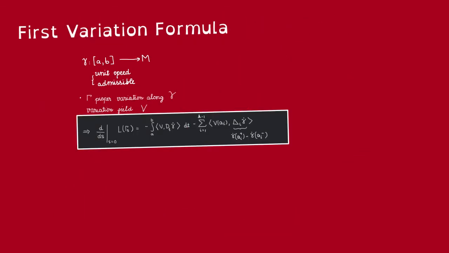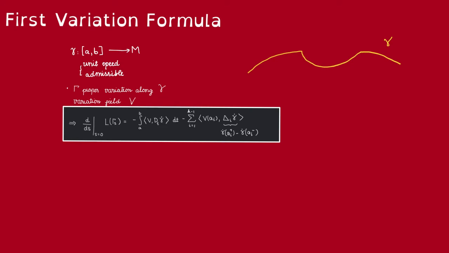Now we're ready to prove the first variation formula, which will show that length minimizing curves must be geodesics. So let's first explain the setup. The setup is we have some curve, gamma, that is admissible, so it is piecewise regular. Let gamma be such a curve on M with unit speed. Every curve has a unit speed parametrization, so this is not a restriction.